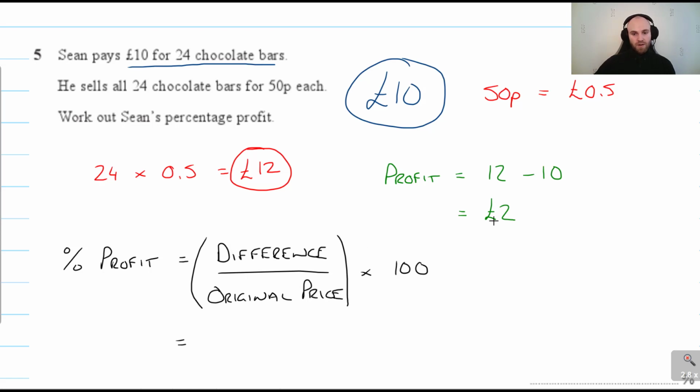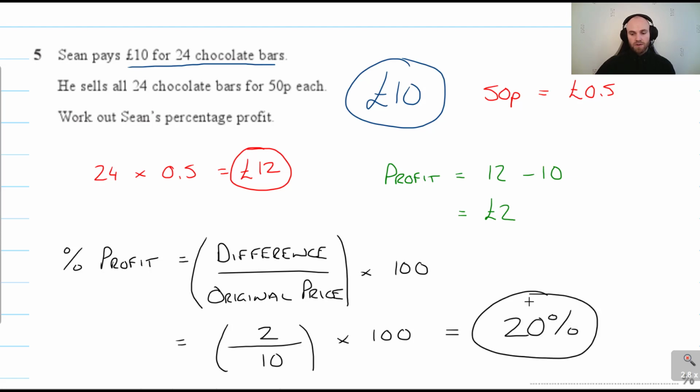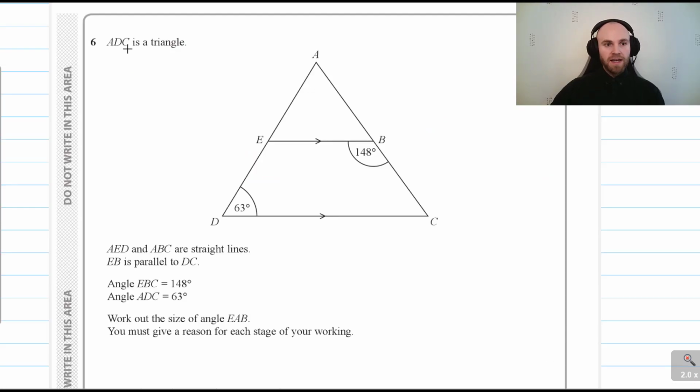Well, we know that the difference here, or the profit, is going to be £2, the difference between 12 and 10. We're going to divide this by the original price, which was 10, and multiply this by 100. Well, 2 over 10 is going to be 0.2, and 0.2 multiplied by 100 is going to give us 20%.